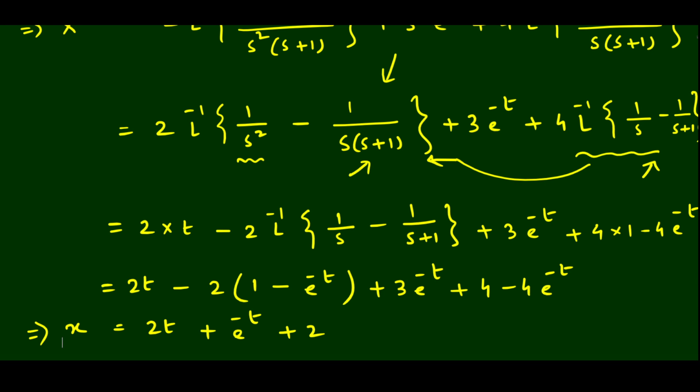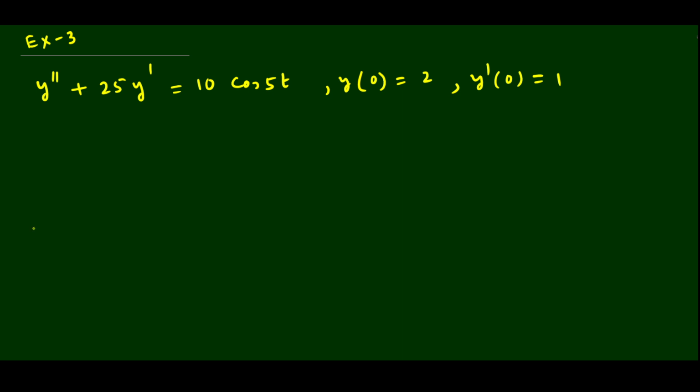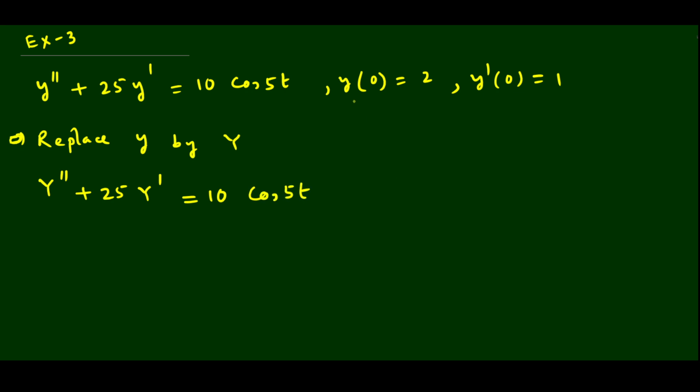So let us go for one more problem. Here, capital D is not there, it is already in the form of small y double dash, so replace small y by capital Y. It will be Y double dash plus 25 Y dash equals 10 cos 5t. Initial conditions y of 0 and y dash of 0 are given, which we have to use after taking the Laplace transformation.